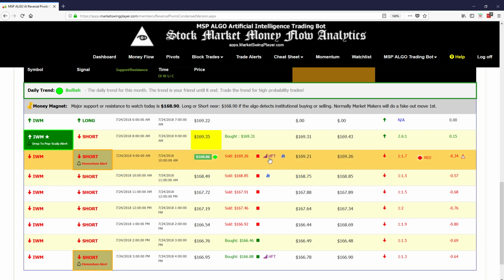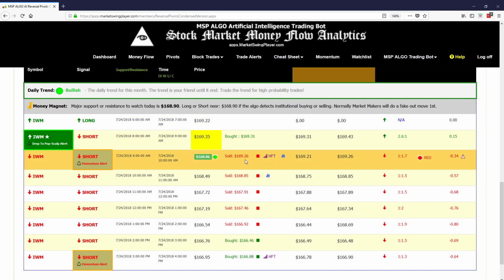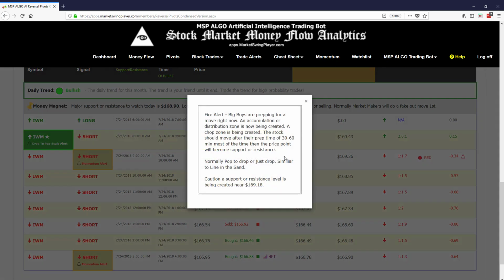And then we got our HFT, which is the high frequency trader algo detected. That means that it detected a whole bunch of transactions, which is 7 times normal for a time frame. So that means we got some volatility about to come with this stock. And then we also have a fire alert, and these are informational alerts, and this is saying that the big boys are prepping for a move right now.